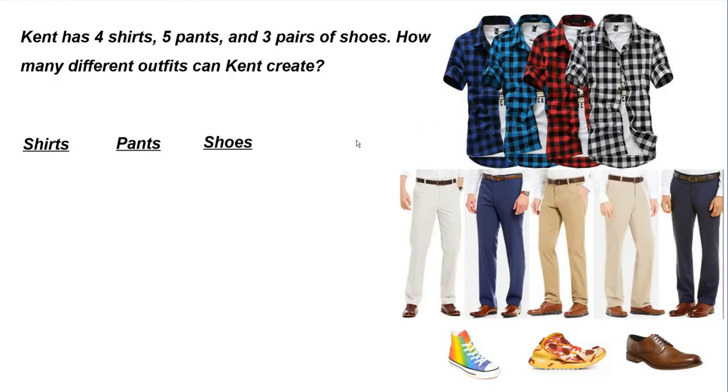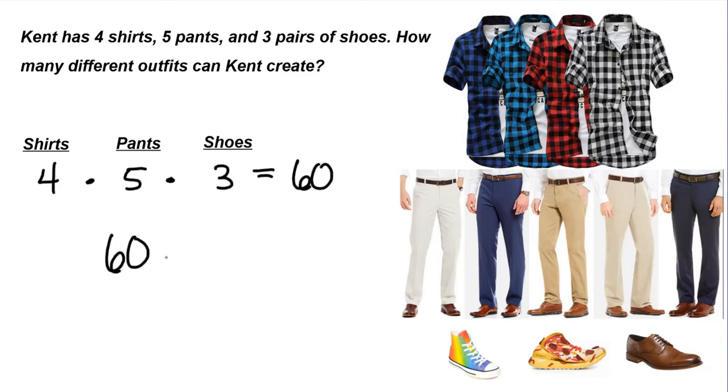Here we have Kent, and he has 4 shirts, 5 pants, and 3 pairs of shoes. How many different outfits can Kent create? Well, again, we've got 4 shirts, 5 different pairs of pants, and 3 pairs of shoes. So the fundamental counting principle says just multiply those together. 4 times 5 is 20, and 20 times 3 is 60. Kent can create 60 different outfits with his clothes.